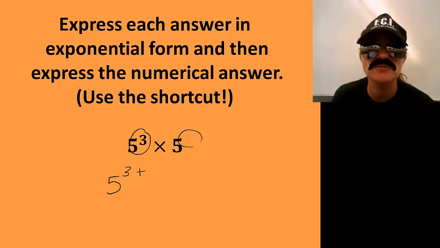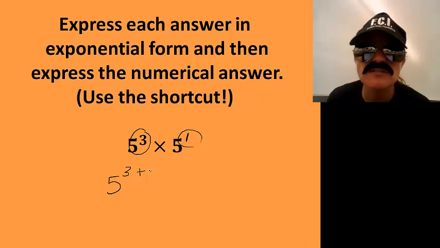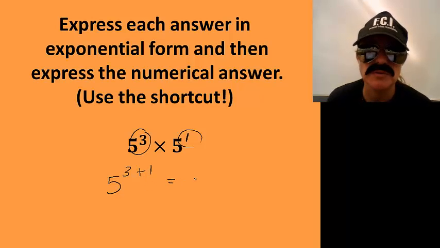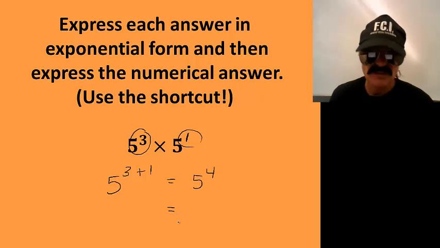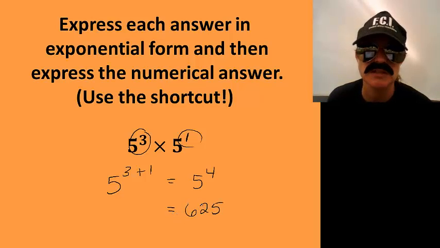How many 5's do you see? You see 1? All right, so that means it is 5 to the first power. Now we can finish our problem. 5, 3 plus 1 is 4. There is your exponential answer. If I plug that in, you get 625 for your numerical answer.